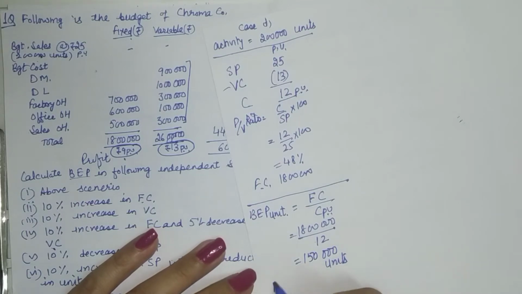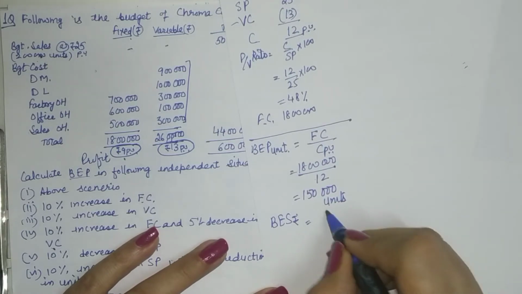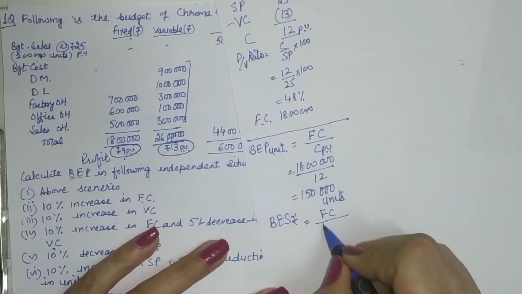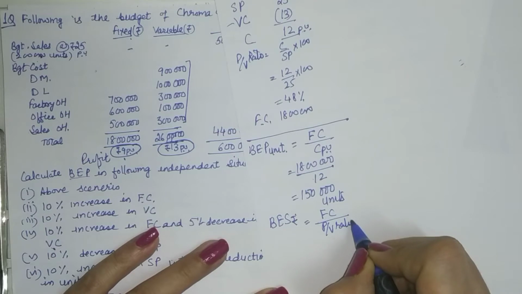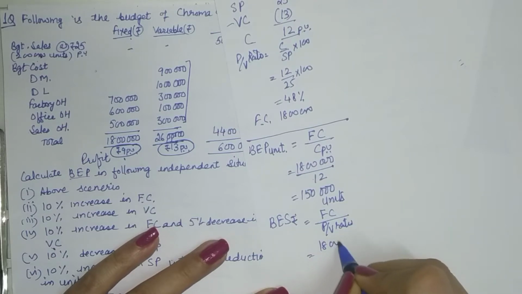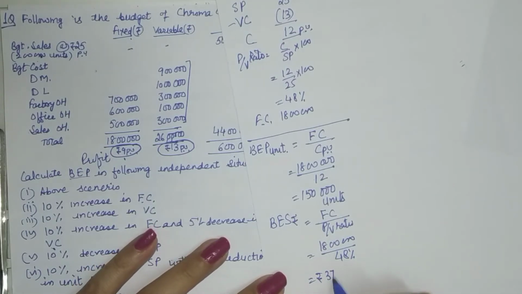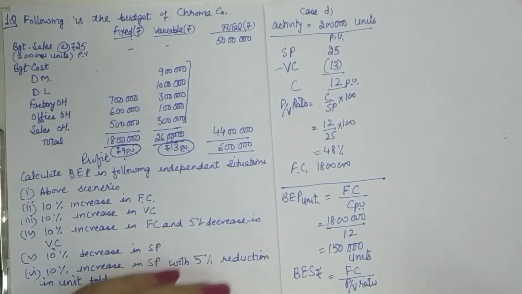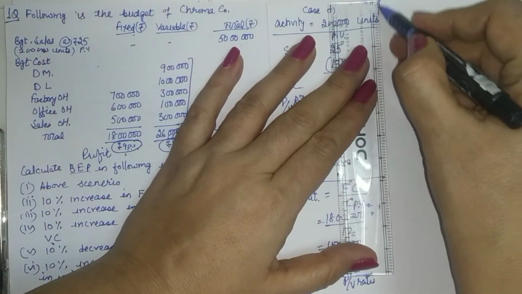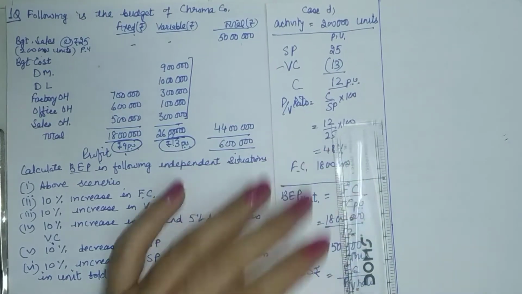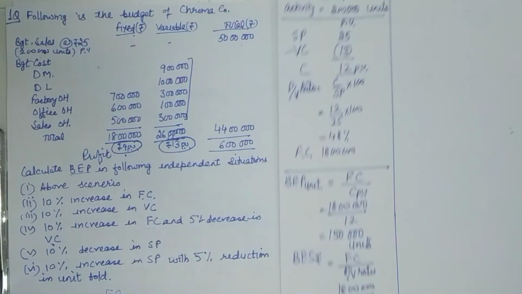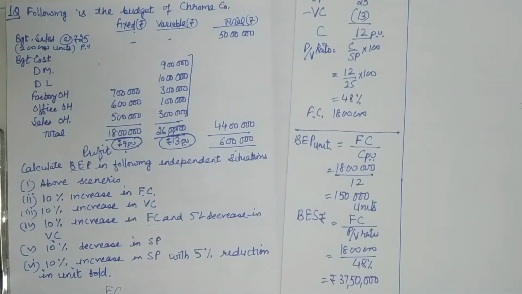But if you are to calculate break-even sales in terms of rupees, then for rupee information, contribution is replaced with PV ratio in our formula. So it is 18 lakh divided by PV ratio 48%. So that gives you 37,50,000 rupees of break-even sales. So our first scenario gives us break-even point as 1,50,000 units or 37,50,000 rupees of sale.